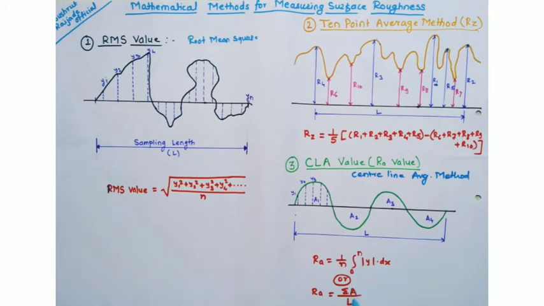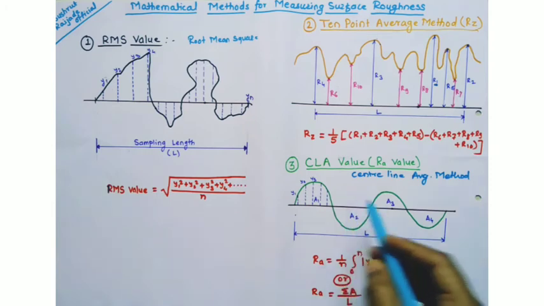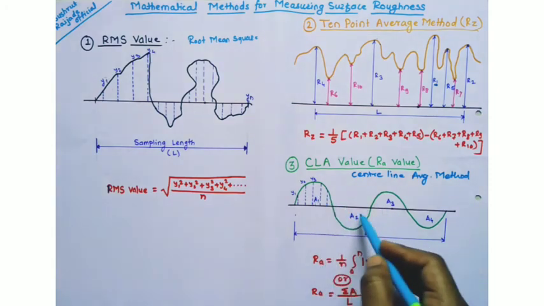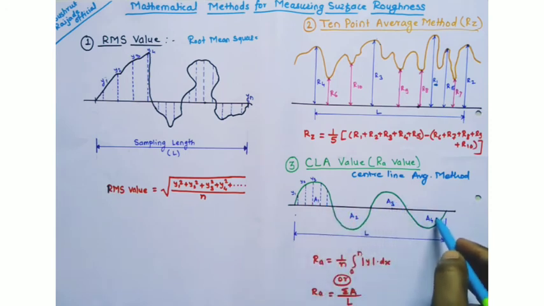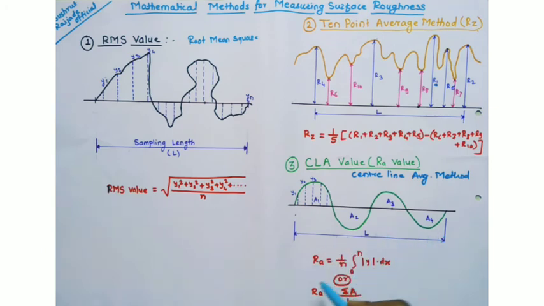Summation of A divided by L means the summation of areas under the profile, the areas A1, A2, A3, A4, summation of these areas divided by capital L. L is the sampling length. Okay, this is the second method.